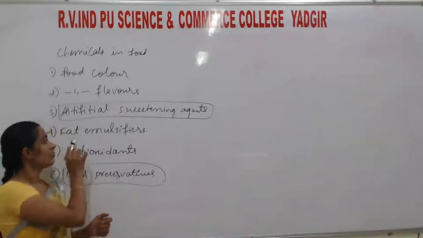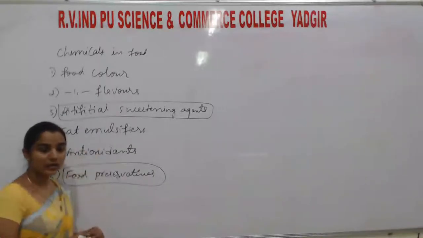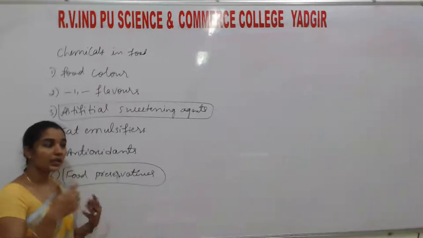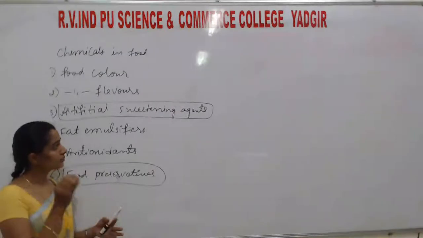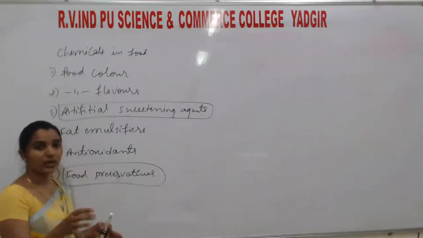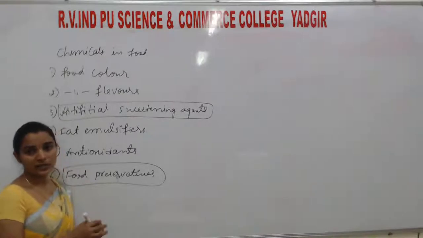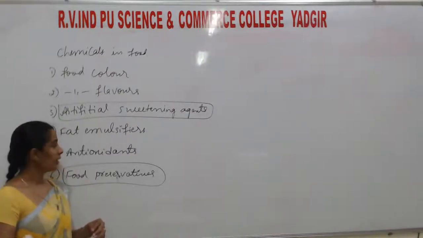Next, fat emulsifiers. These are the ingredients we use for cooking purposes, to emulsify the fat, to break the fat.